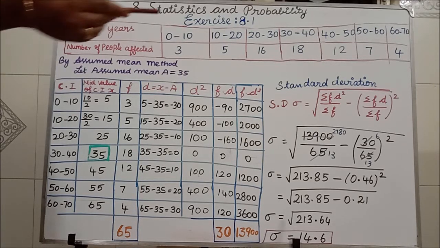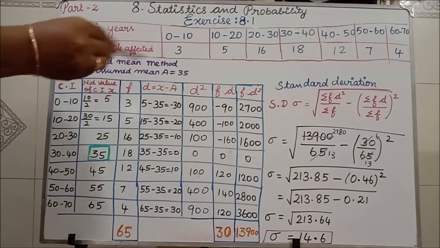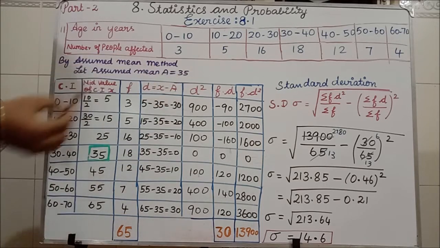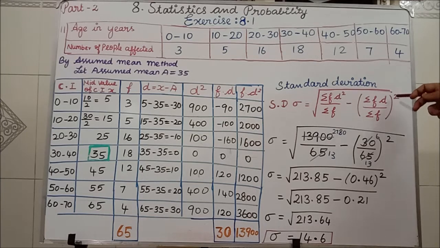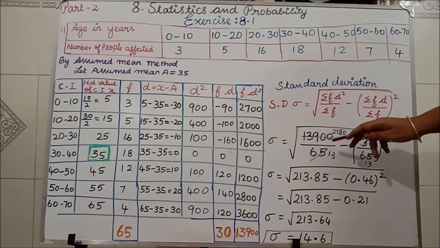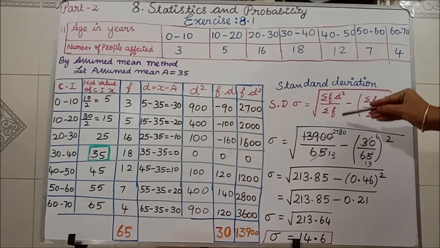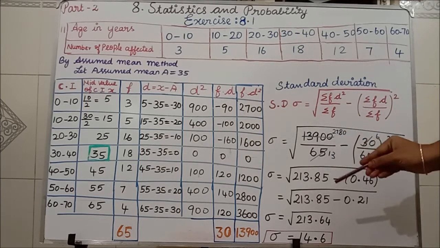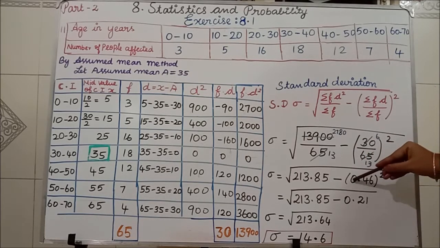Now summation F into D square answer is what? 13,900 we are having. Divided by summation F value is what? 65. Clear what I am saying? See here, then summation F into D we are having, that answer we are having 30 divided by 65. If you cancel both in 5 tables, 2780 on this side, 13 we are getting. Similarly, 6 divided by 13 we are getting. So 2780 if you divide with 13, we are getting 213.85. Minus, similarly 6 divided by 13, you are getting 0.46.